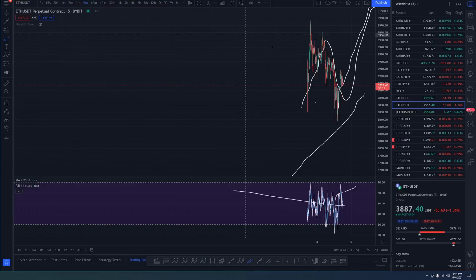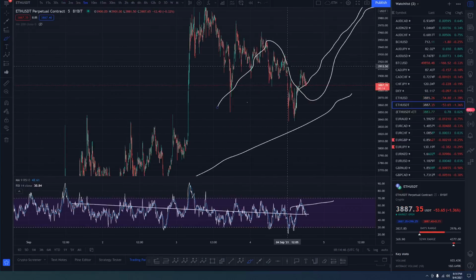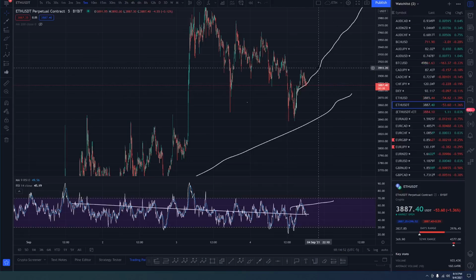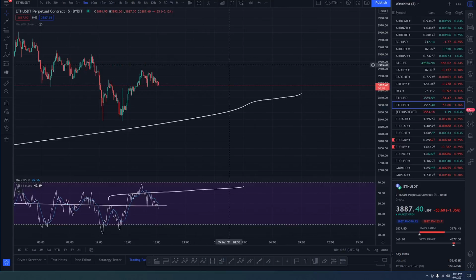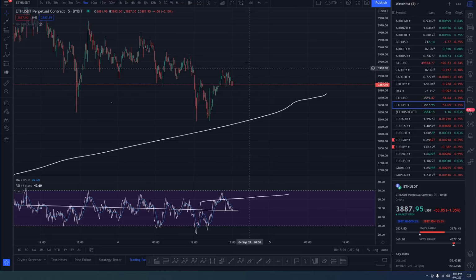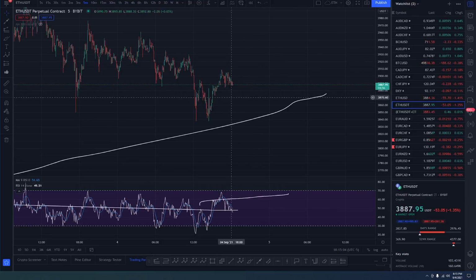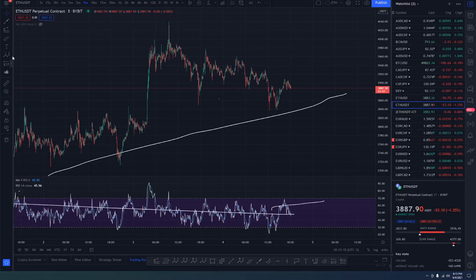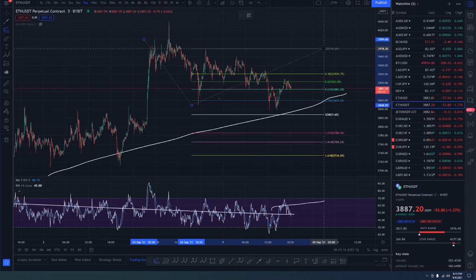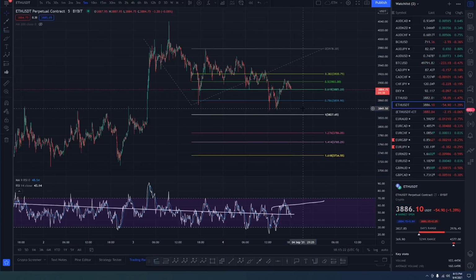Let me look at ETH here. ETH looks like it's wanting to fall down. Hasn't hit the 1-to-1 yet, the way I pulled the fibs. Yep, there goes BTC.